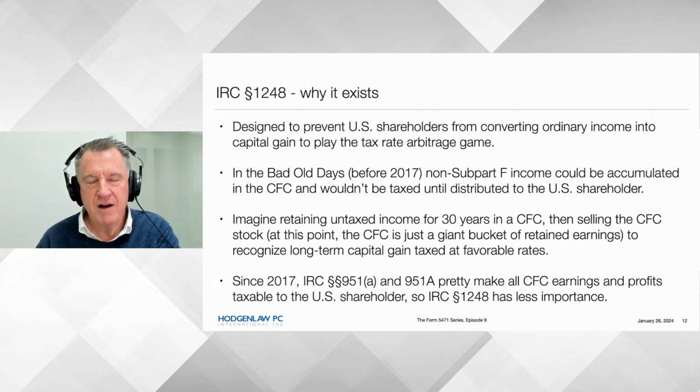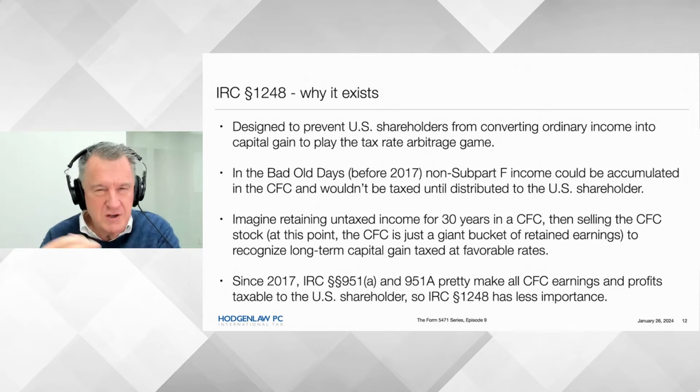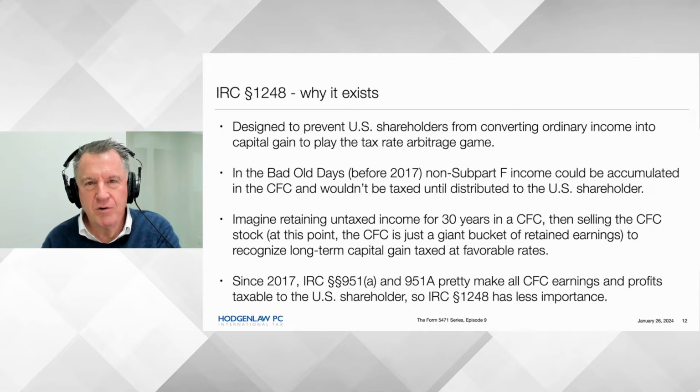What do I pay? I have $1,000 of capital gain, pay 23.8%, as compared to me taking a salary of $1,000 out of that C corporation or paying a dividend to myself. So that's the game, converting ordinary income into capital gain. And Congress doesn't like that, of course.